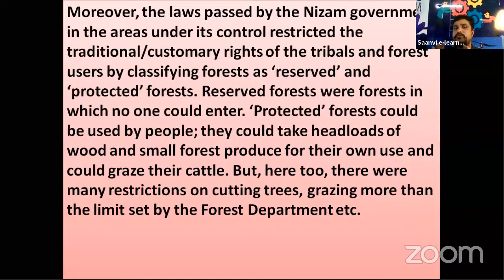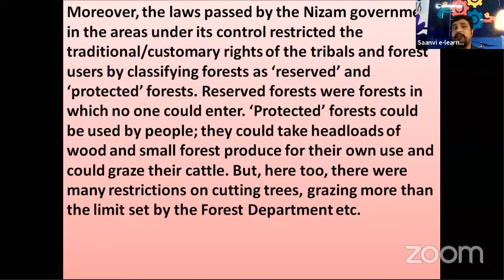But here too, there were many restrictions on cutting trees, grazing more than the limit set by the forest department. So they formed a department. Still, it's continuing. Forest department, you all know very well about the forest department. What are the restrictions we have? Even if we are living in cities or urban areas or rural areas, wherever it may be, if we want to enter into the forest, nowadays we can enter only with permission. There is no permission to enter into the forest without getting pre-permission of the department. So this is all about the forest and different types of forest.